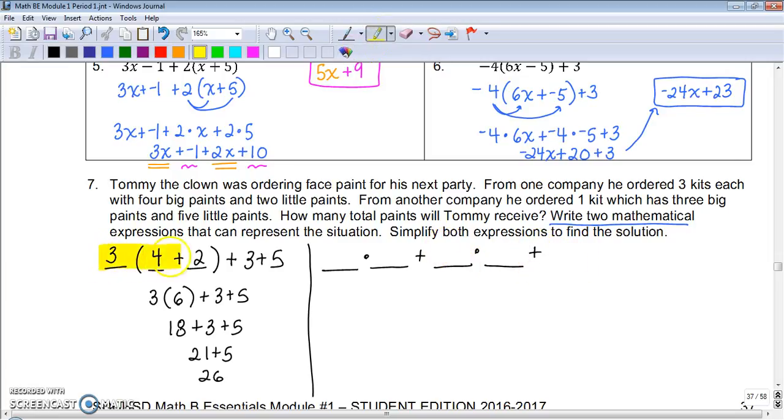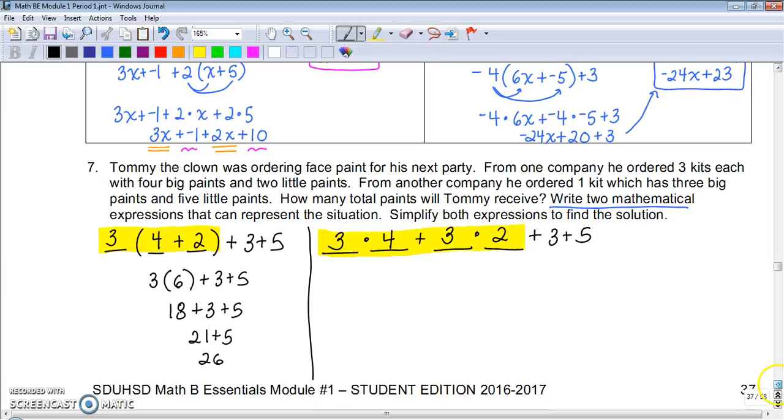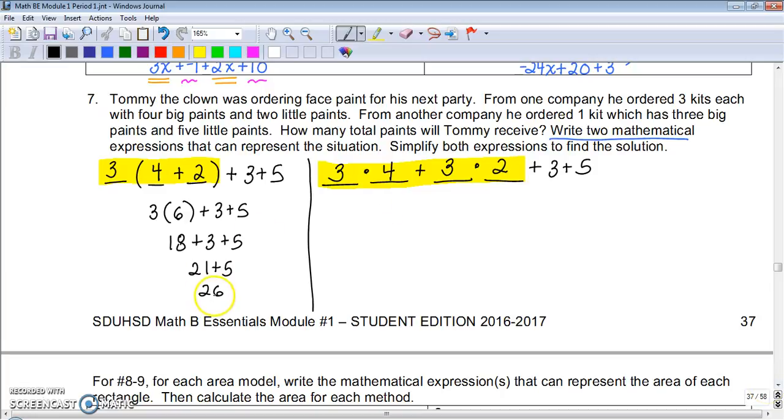And so we're going to rewrite this part. That part will be there, and we'll still have the 3 plus 5. So we'll have 3 of the 4 big paints and 3 of the 2 little paints. And when we simplify this, we should get the same thing we got in the other one. So multiplying, we get 12 and 6. So 12 plus 6 plus 3 plus 5. It's 18 plus 3 plus 5 is 21 plus 5, which is 26.